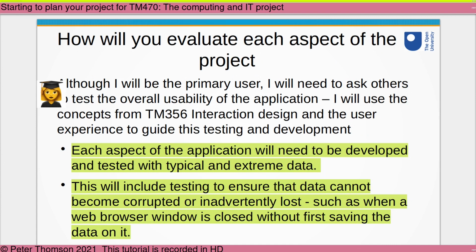How will you evaluate each aspect of the project? Although I will be the primary user, I will need to ask others to test the overall usability of the application. I will use the concepts from TM356 interaction design and the user experience to guide this testing and development. Each aspect of the application will need to be developed and tested with typical and extreme data. This will include testing to ensure that the data cannot become corrupted or inadvertently lost, such as when a web browser window is closed without first saving the data on it.